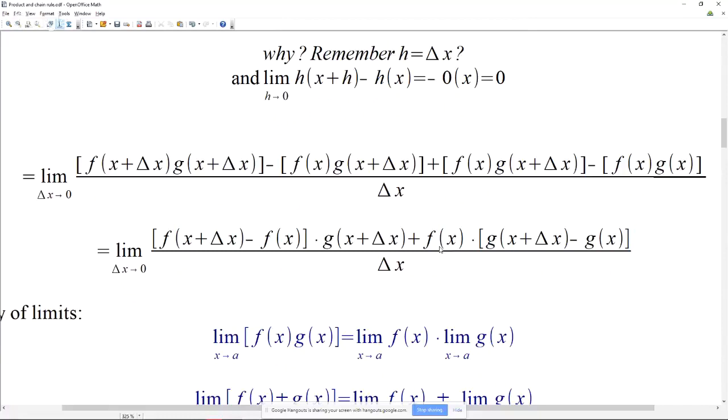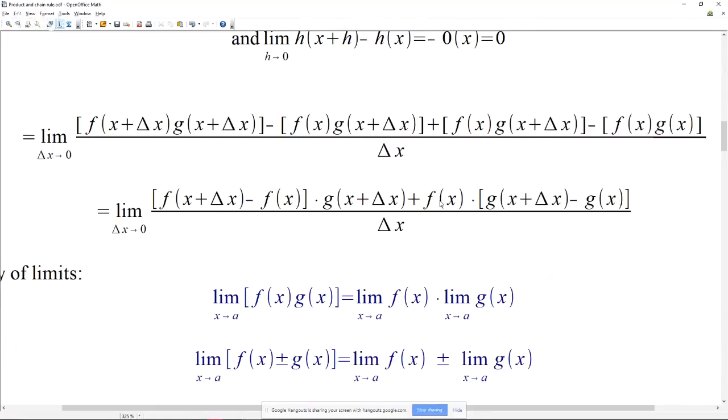Again, what they did was, see this f(x) right here that I'm pointing to? Can you see my pointer? Yes. No. This f(x), you guys don't see my pointer? No, some people do.